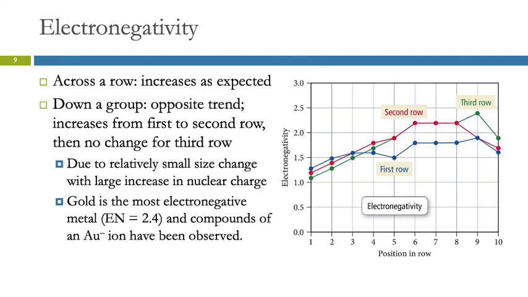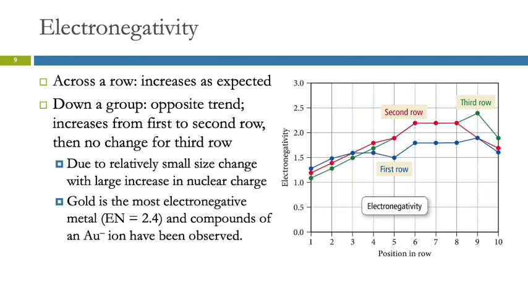The general trend on the whole periodic table, the way I remember it, is fluorine is the most electronegative. And so the closer you are to fluorine, the more electronegative. So going up should get you more electronegative, not going down. Again, the reason for this is small change in size, large change in nuclear charge.